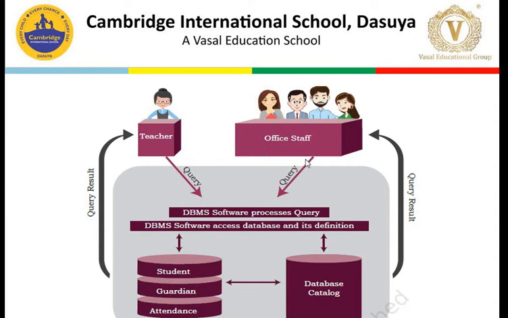Similarly, office staff are also using the same database, and later on you can see students can also use this database for getting their attendance, what their attendance percentage is, and so on. So this is how basically a database works in an organization. We have taken the example of a school.